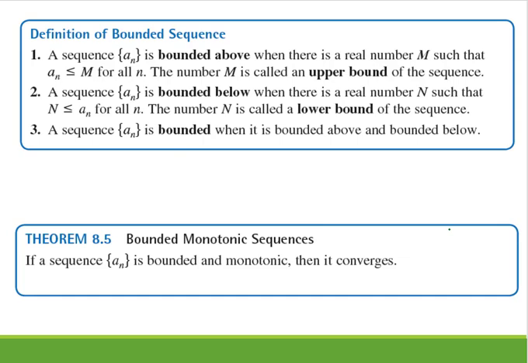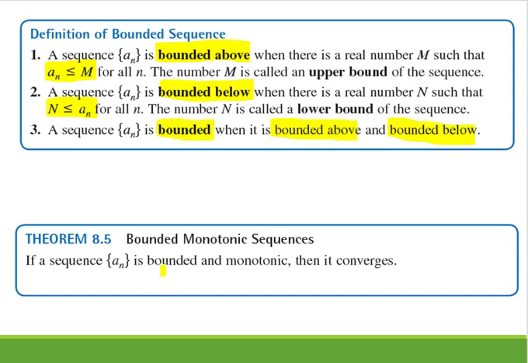Okay, so let me relook at this. I'm bounded above if there's some real number m where my sequence is always less than m, and I'm bounded below if there's a real number n such that my sequence is always greater than that number. And it's considered bounded when it is both bounded above and below. Okay, so let's try a few of these examples.